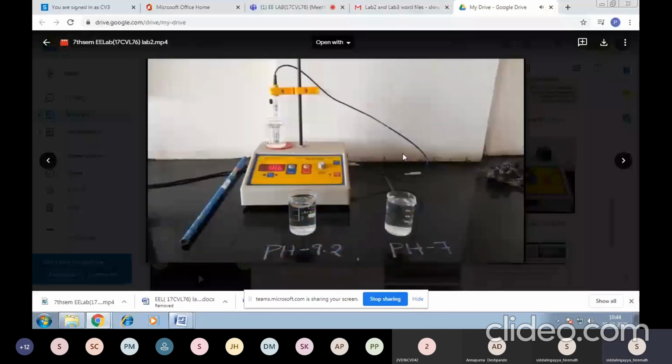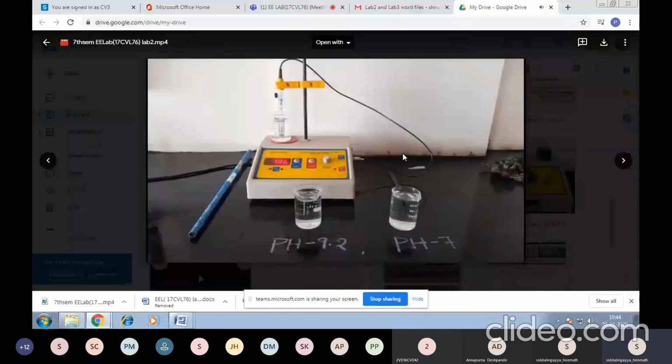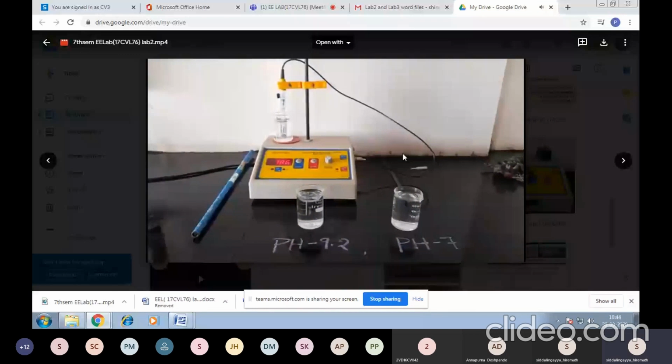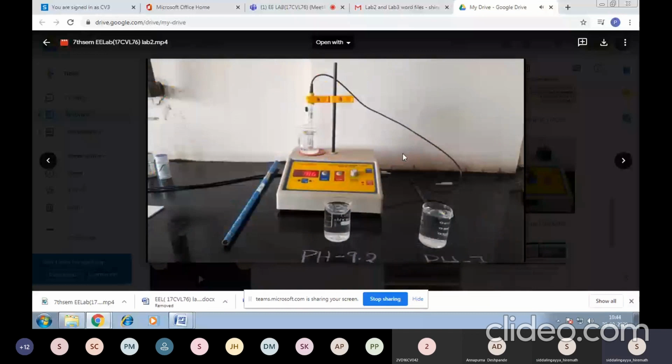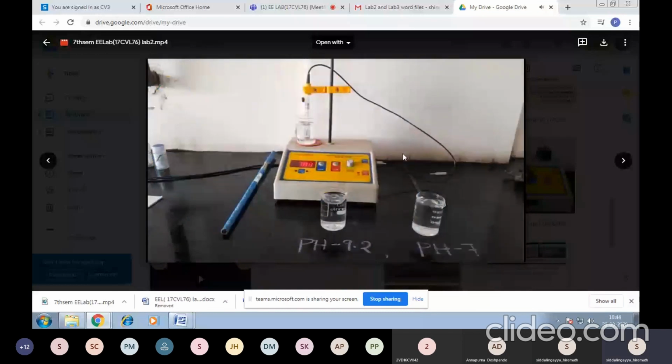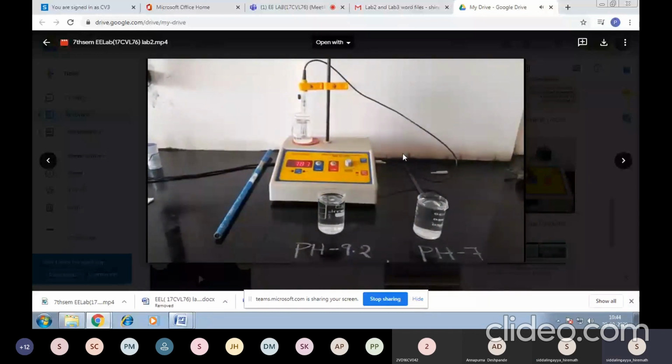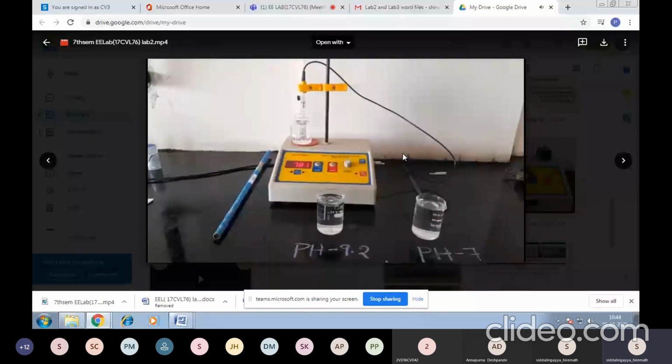Students, let us start the experiment. What is the aim of the experiment? That is to determine the pH of the given sample of water. And what are the apparatus required? Apparatus required are pH meter, standard glass, funnel, beaker, wash bottle, etc.